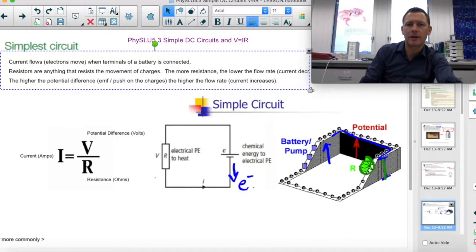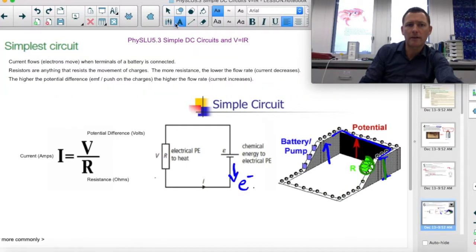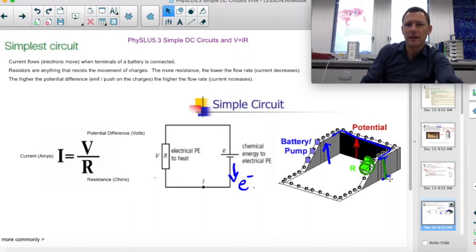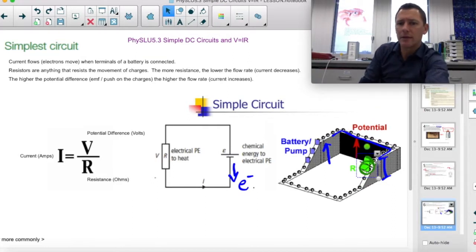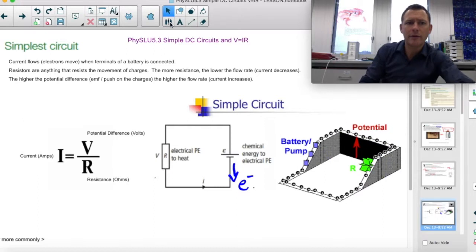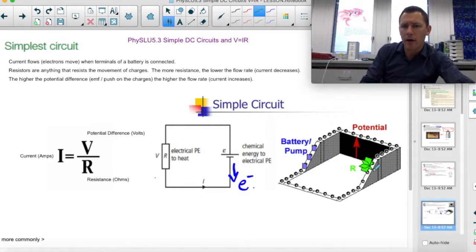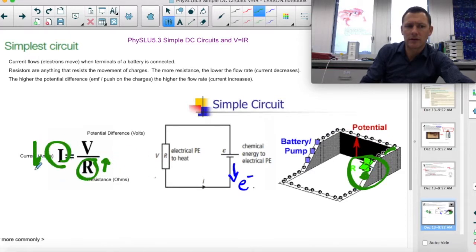Oh, it's hiding back there. But a couple of things: if you made the resistance heavier, like if you made two of these resistors in here, or you made this resistance bigger, you would get less current flow. So if the resistance increases, the current's going to decrease.